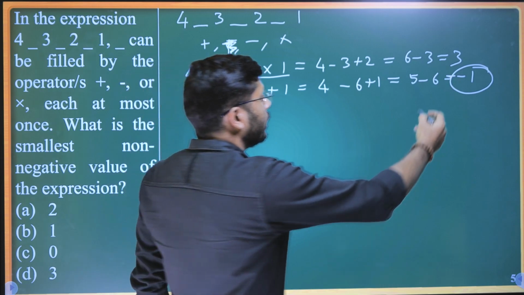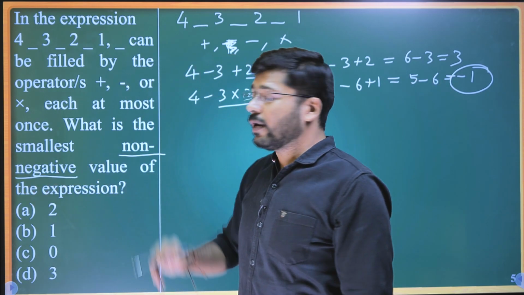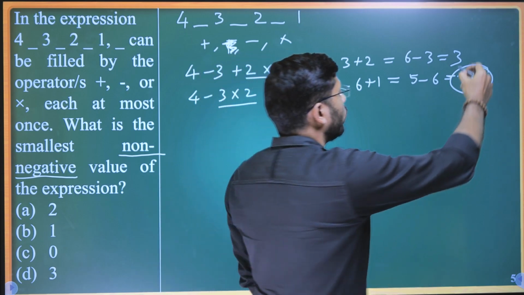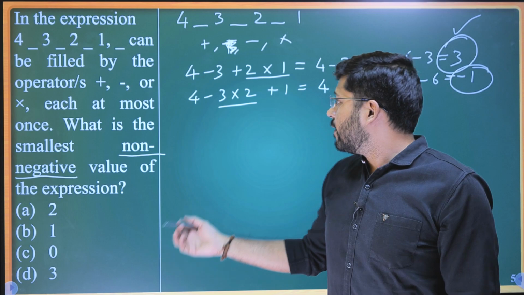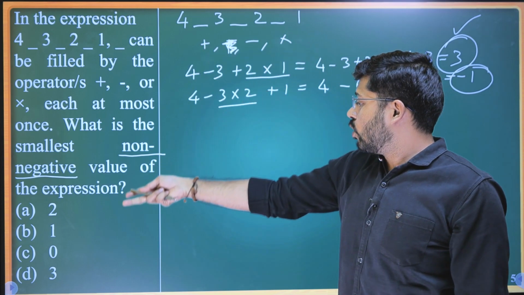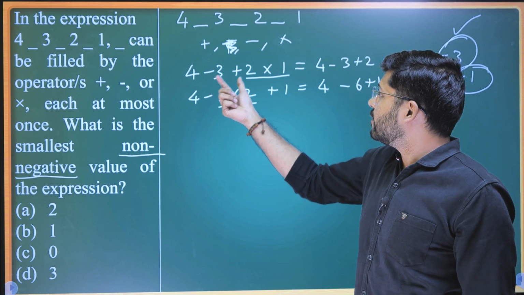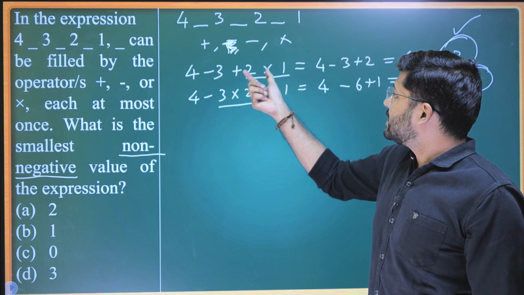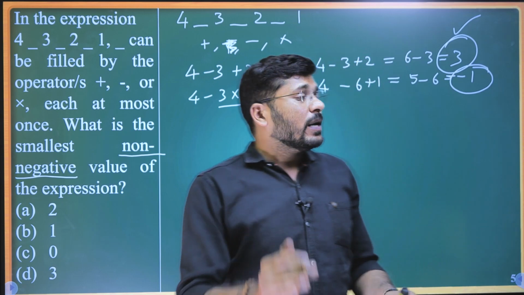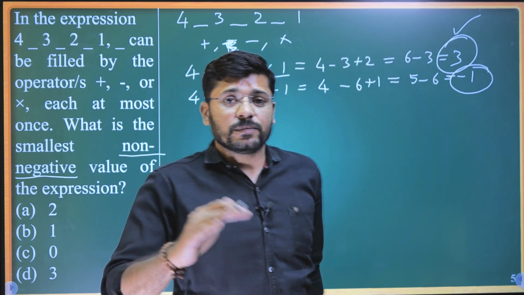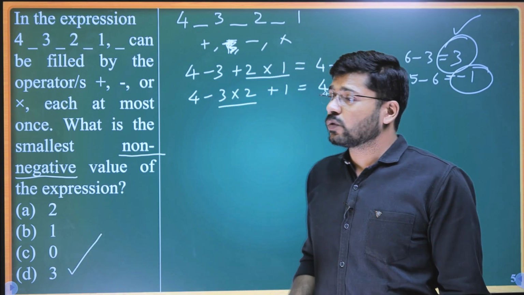However, they have told us to get the smallest non-negative value. So what is the smallest non-negative value possible? That is 3. So we tried to get 0 or 1 or 2. What approach did we follow? We followed this approach, right? We put minus here, and plus and into, we put this side, so that we get the minimum value. And the minimum value that we can get is 3. So the answer here is 3. Okay.